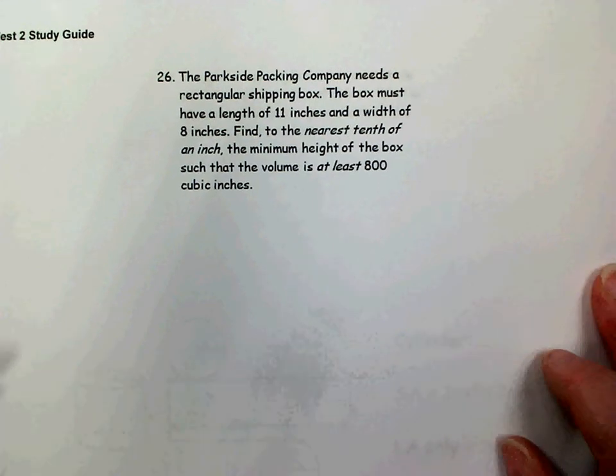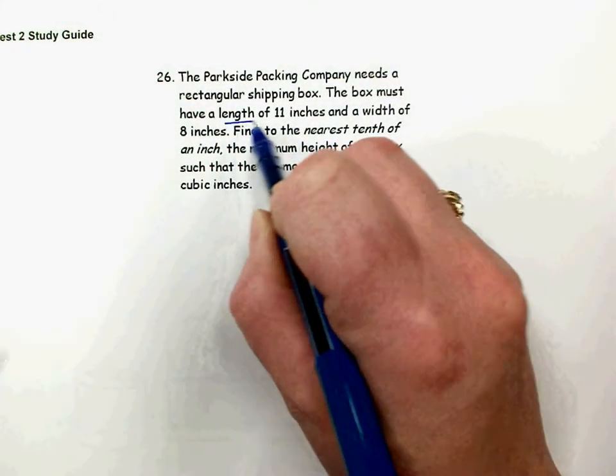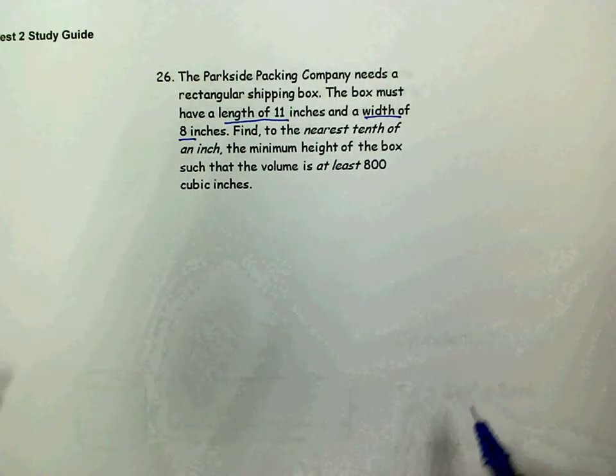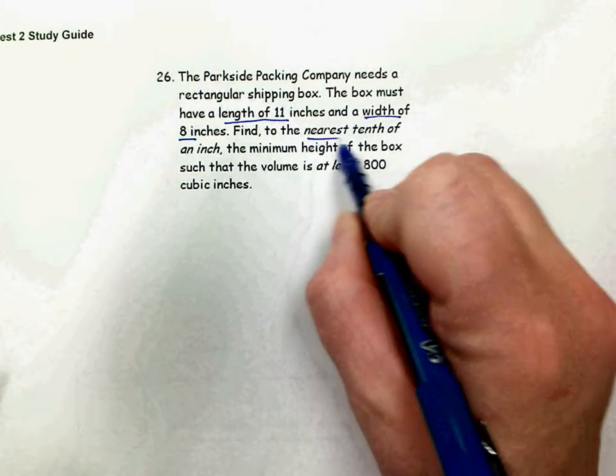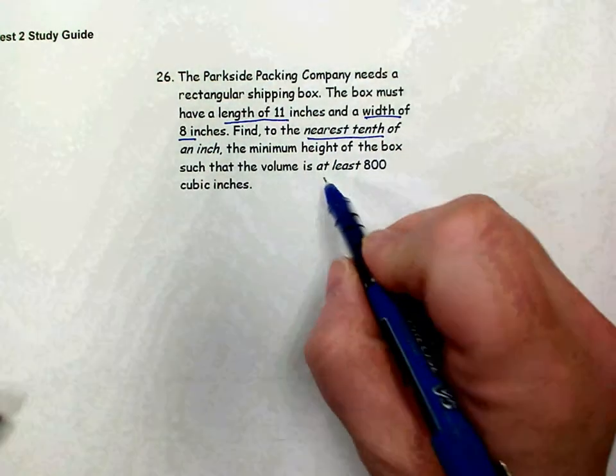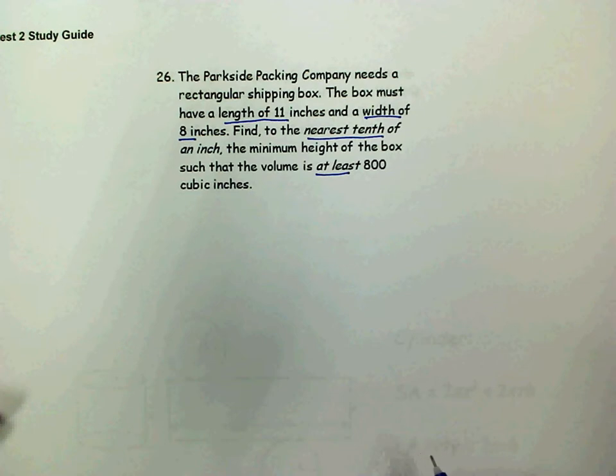For our design problem, it says the Parkside Packing Company needs a rectangular shipping box. The box must have a length of 11 inches, a width of 8 inches. We want to find, to the nearest tenth of an inch, the minimum height of the box such that the volume is at least 800 cubic units.